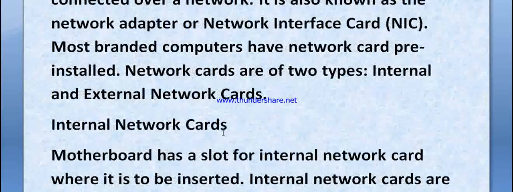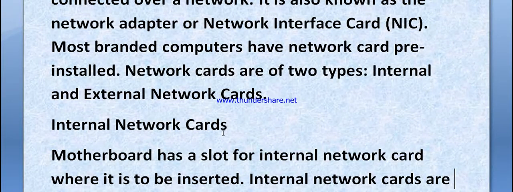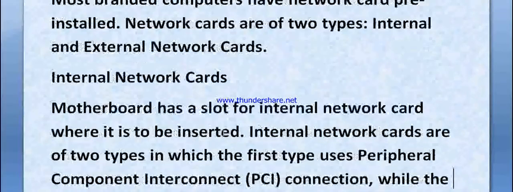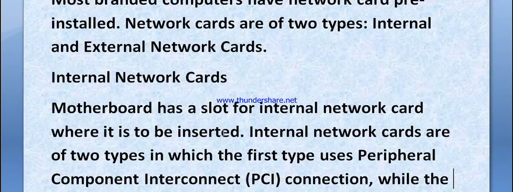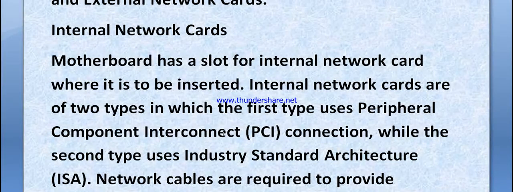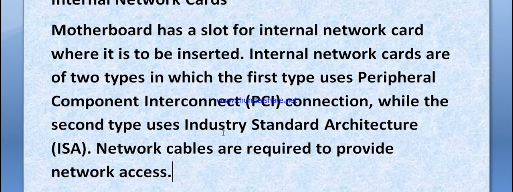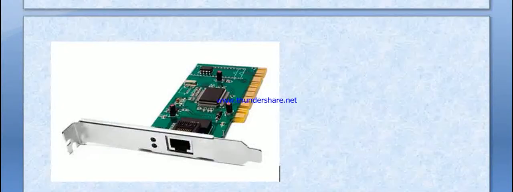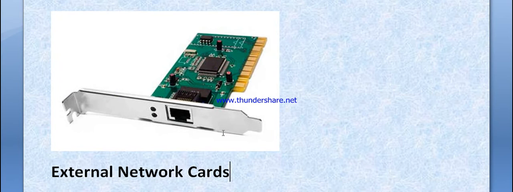Internal network cards: the motherboard has a slot where the internal network card is to be inserted. Internal network cards are of two types, in which the first type uses Peripheral Component Interconnect, PCI, connection, while the second type uses Industry Standard Architecture, ISA. Network cables are required to provide network access. This is the NIC card.